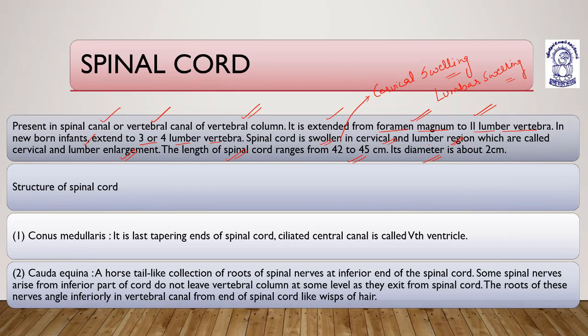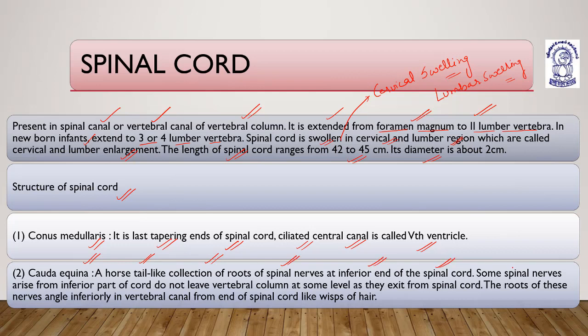Now, structure of the spinal cord. Conus medullaris is the last tapering end of the spinal cord, which has a ciliated central canal known as the fifth ventricle. Cauda equina is a horse tail-like collection of roots of spinal nerves at the inferior end of the spinal cord.